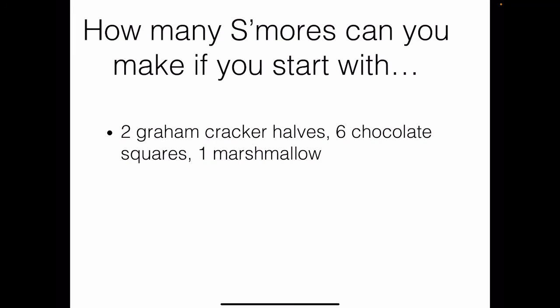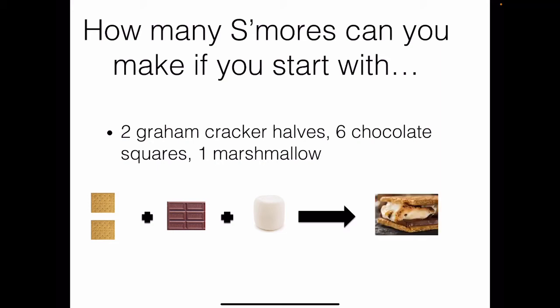So when we talk about this idea of limiting reactant, we use the example of s'mores. So if you ever made s'mores before, you're probably a little bit familiar with the recipe. We're trying to figure out how many s'mores we can make if we have 2 graham cracker halves, 6 chocolate squares, and 1 marshmallow. So we're calling this the recipe for making 1 s'mores. So when we add a little heat to this recipe, you can see we get the finished product right here.